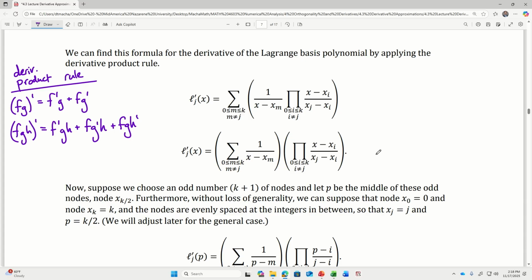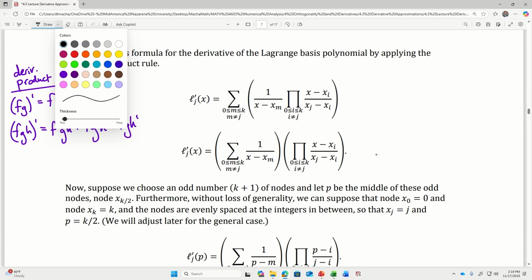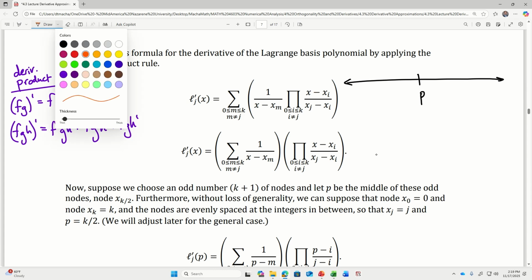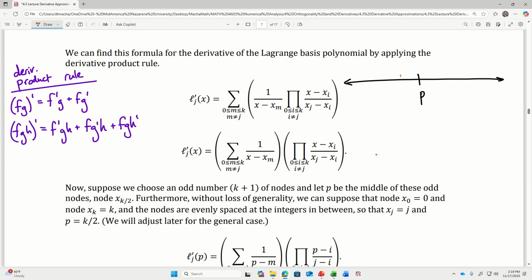So what if we choose an odd number of nodes? Choosing an odd number of nodes is the only thing we're going to do for derivatives. We're not going to choose an even number of nodes because in this class we're only going to do central derivative approximations. Here's the point where I want to take my derivative. Then I can either call this a 3-node approximation if I calculate the value of the function here at the orange points, or I can do a 5-node approximation, or I can do a 7-node approximation.